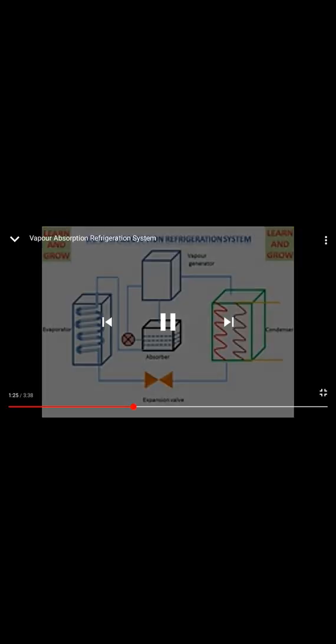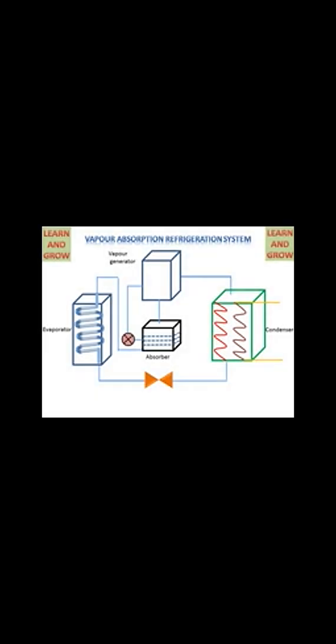The evaporator is connected to the absorber with the help of a pipe. Now we see the working of the vapor absorption refrigeration system. In the absorber tank there will be ammonia and water. Ammonia will work as a refrigerant and water will be used as an absorbent. So the absorber has both water and ammonia.